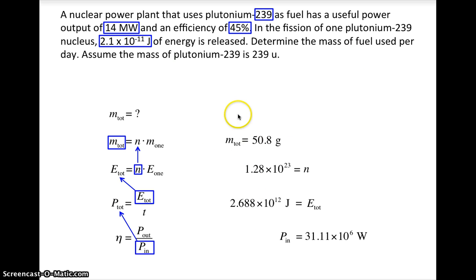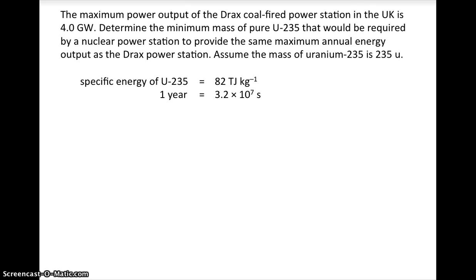So you start to see the appeal of nuclear power. You get a lot of bang for your buck, so to speak. Every little kilogram has a ton of energy that it releases, and so you don't need that much mass on the whole. Here's another problem.